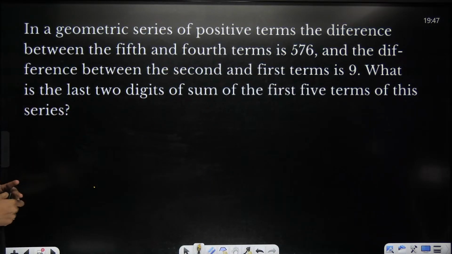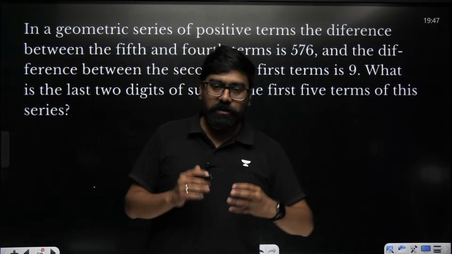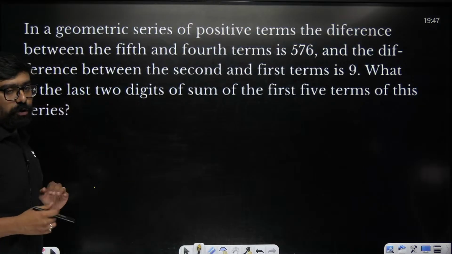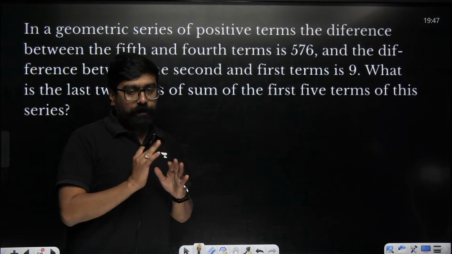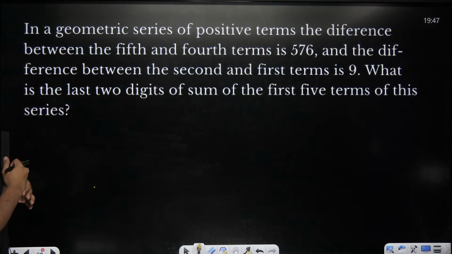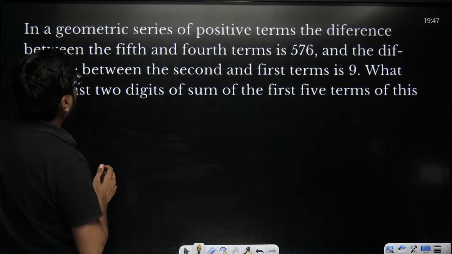In a geometric series of positive terms, the difference between the 5th term and 4th term is 576, and the difference between the 2nd and 1st term is 9. What is the last 2 digits of the sum of first 5 terms of this series? Basic GP question. Okay, we should have knowledge of AP, GP in good depth. Good in-depth knowledge we should have for AP, GP, AGP, and telescoping if we want to solve the questions of PRMO.